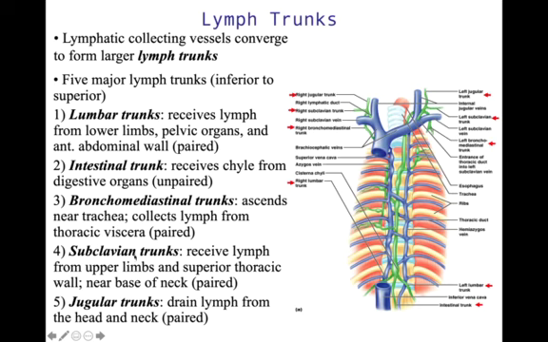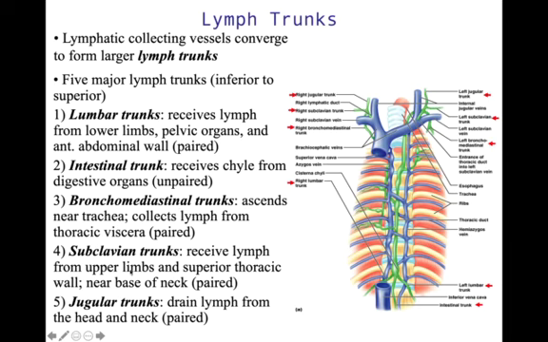You then have the subclavian trunks. Also, again, these are paired. You have a right subclavian trunk and you have a left subclavian trunk. These are going to receive lymph from your arms, your upper limbs, and the superior thoracic wall, so the upper regions of your chest, and also near the base of the neck. So here we see coming from the right in green, here's your right subclavian trunk. Here coming from the left, here's your left subclavian trunk.